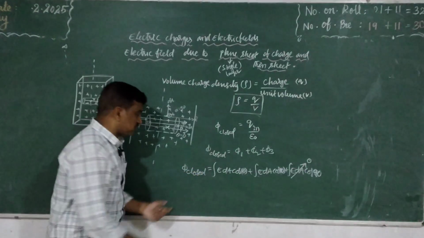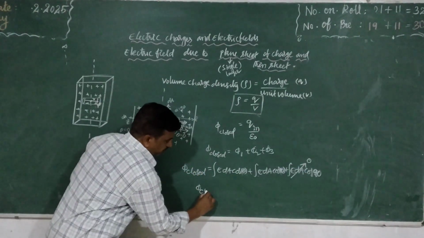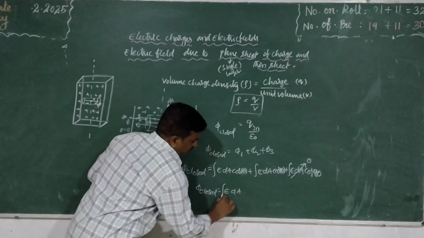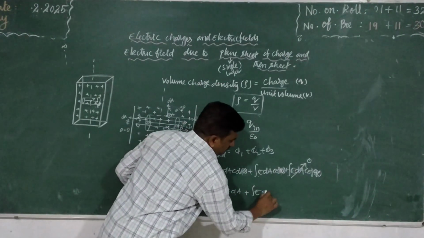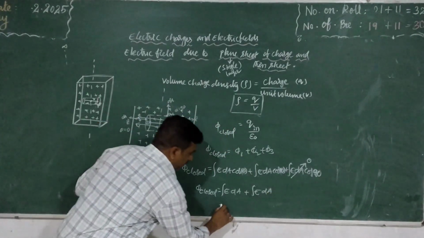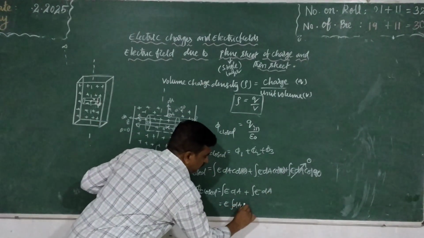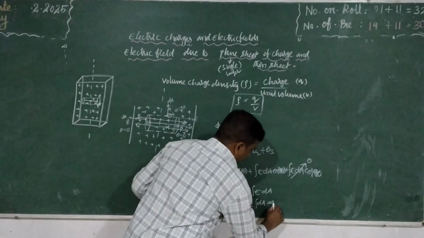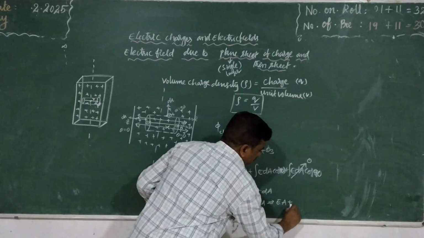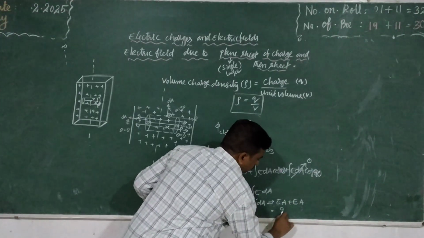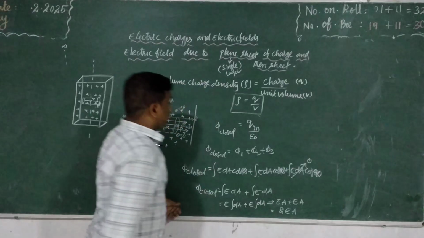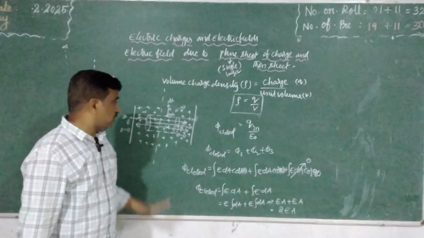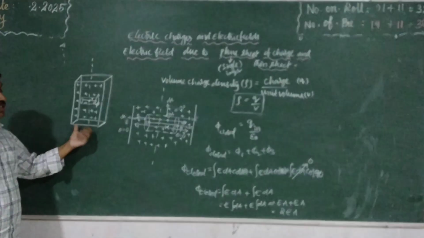We have only the first two terms. Phi closed equals the integral of E dA plus the integral of E dA. Taking E outside, we get E integral dA plus E integral dA, which is EA plus EA. So the flux through the closed Gaussian surface is 2EA.